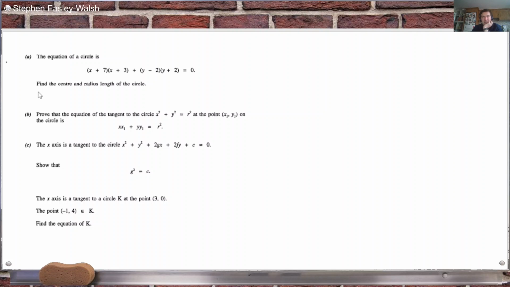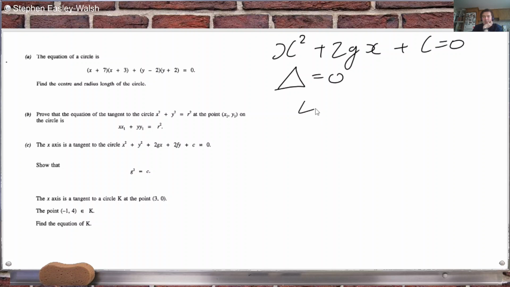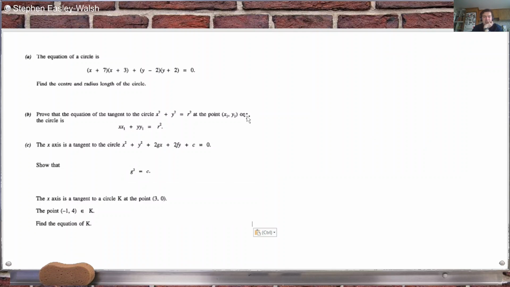When y is 0, it should intersect the x-axis only once. So the discriminant needs to be 0. So that means b squared minus 4ac should equal 0. So g squared equals c. Okay, good. Job done.